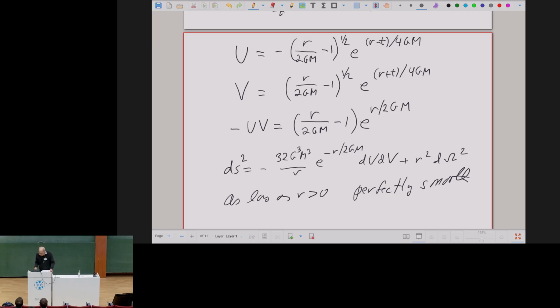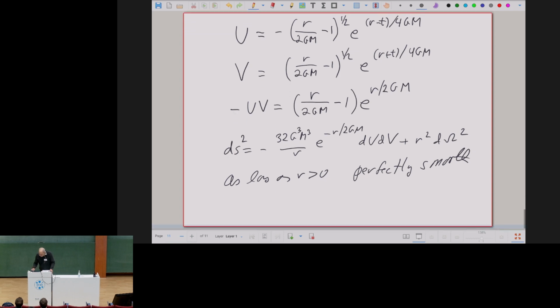If r is 0, then uv is 1. So you find that as long as uv is bigger than 1, the metric is smooth. So in this form, we can continue past the horizon. Nothing bad happens at r equals 2GM in this way of writing the metric. r equals 2GM just means that the product uv is 0, so one of them will be 0. But nothing goes wrong with this metric if either u or v or both are 0.